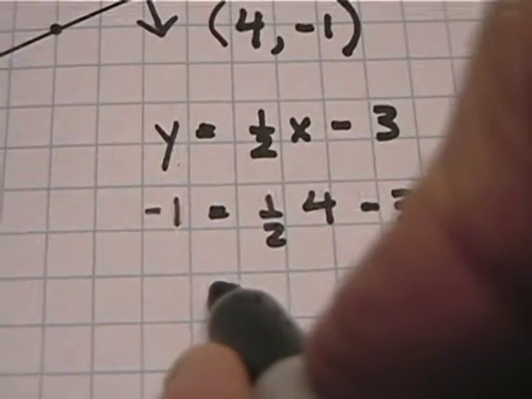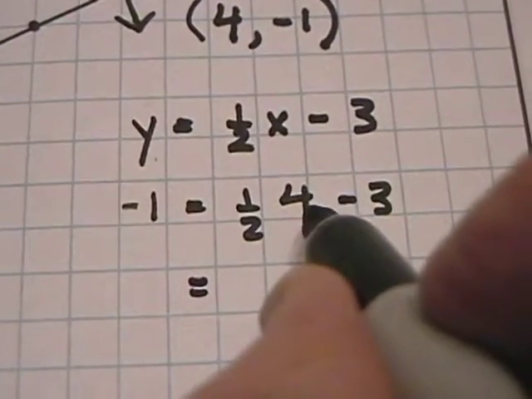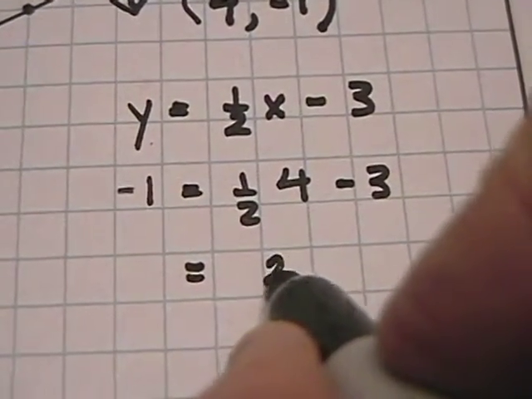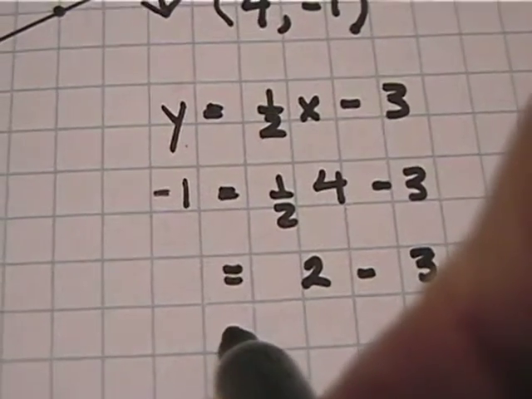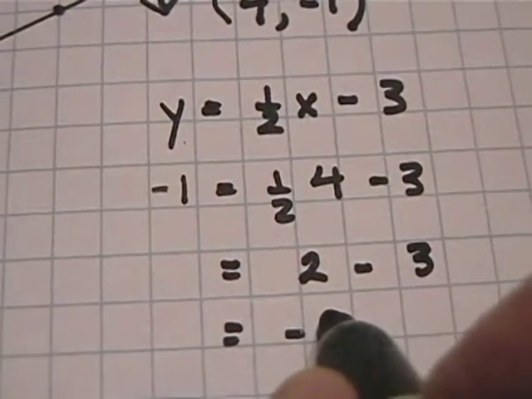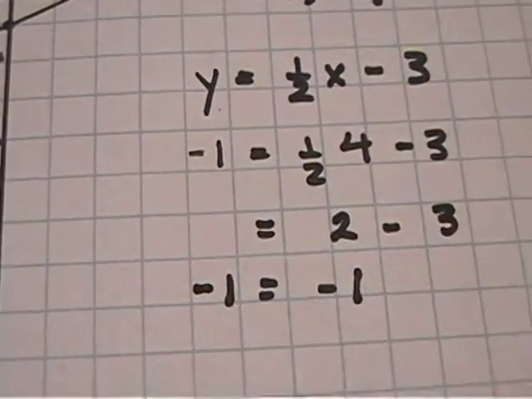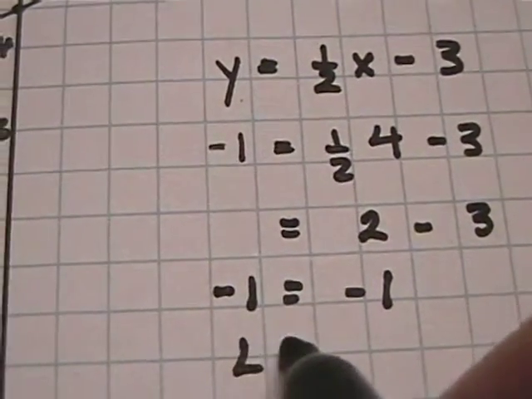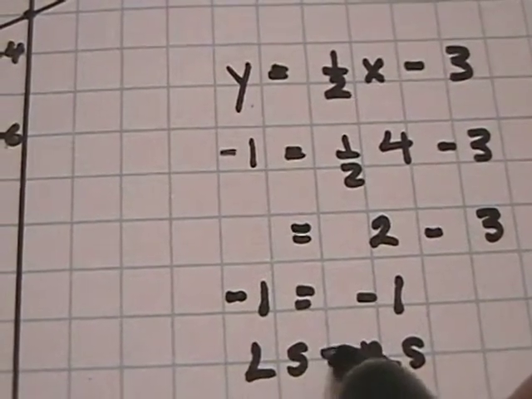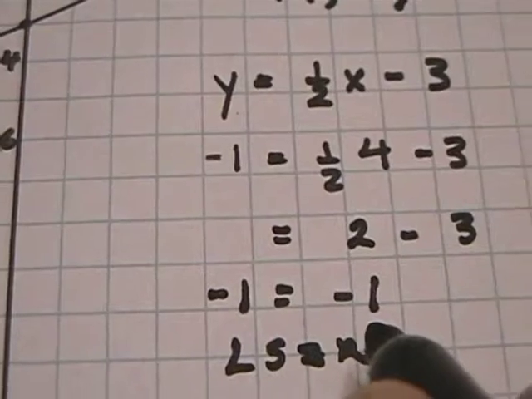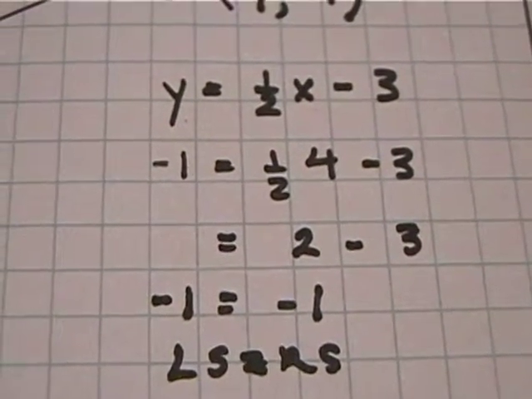So let's see if the right side will produce, 1/2 of 4 is 2, minus 3. You can see that we're going to end up with -1 on this side, and of course we still have -1 on this side. And so we can say that the left side is equal to the right side. Therefore, this equation satisfies that point. Let's try the other side.